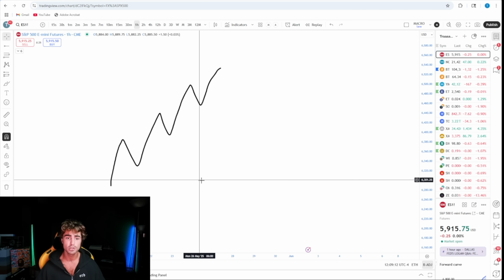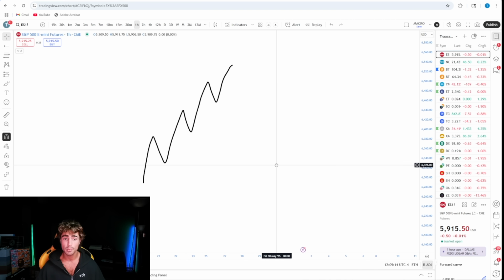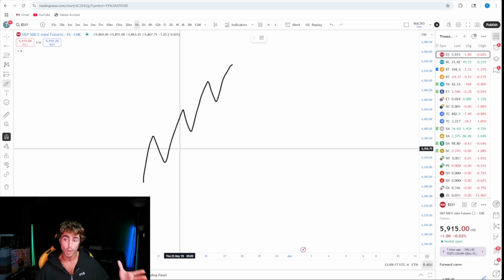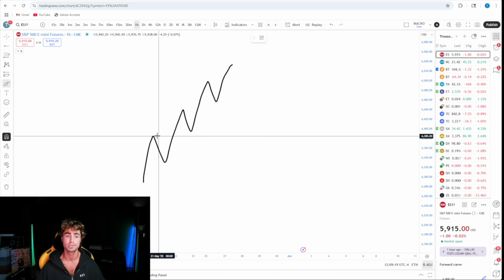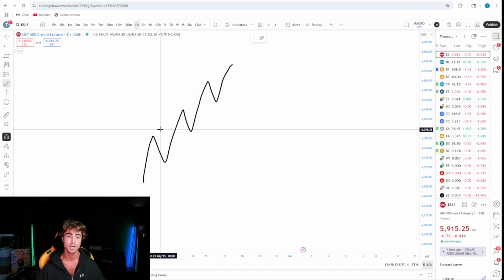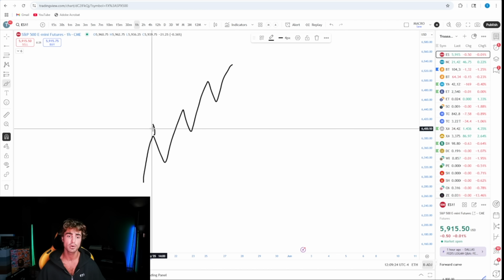So as an absolute beginner, when we see that we're in an uptrend, what do most retail beginner traders do? They see a high get pushed above in an uptrend. So what are they probably going to do? They're probably going to press buy right here.